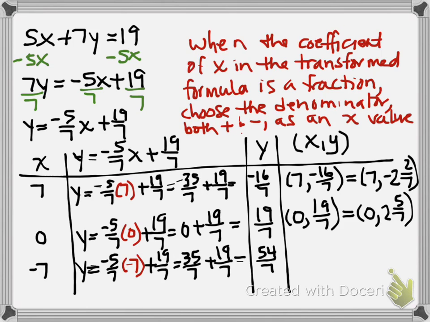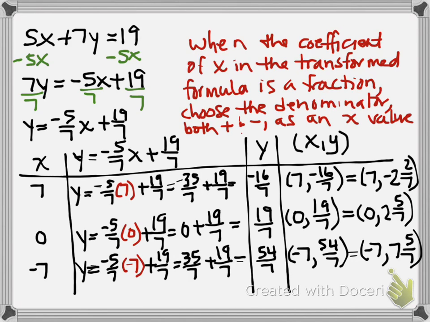54/7. So my input or domain was negative 7. My output or range was 54/7. And again, if I was actually graphing this, I'd change the 54/7 into a mixed number. So 7 goes into 54 7 times, which is 49 with 5 left over. So I'd be graphing negative 7 and 7 and 5/7. Now, when we're graphing, we just estimate where 5/7 would be, so we just eyeball that one, okay?